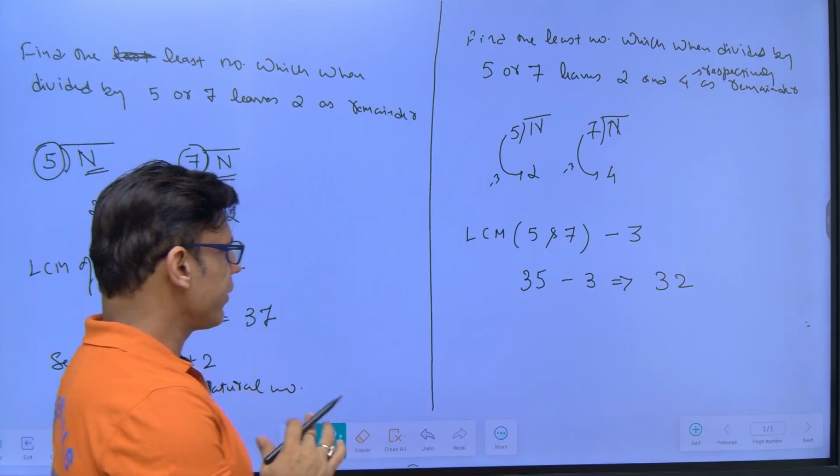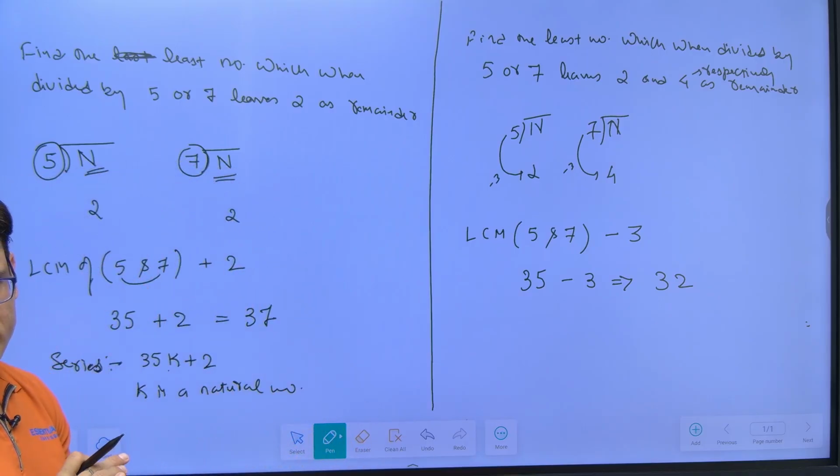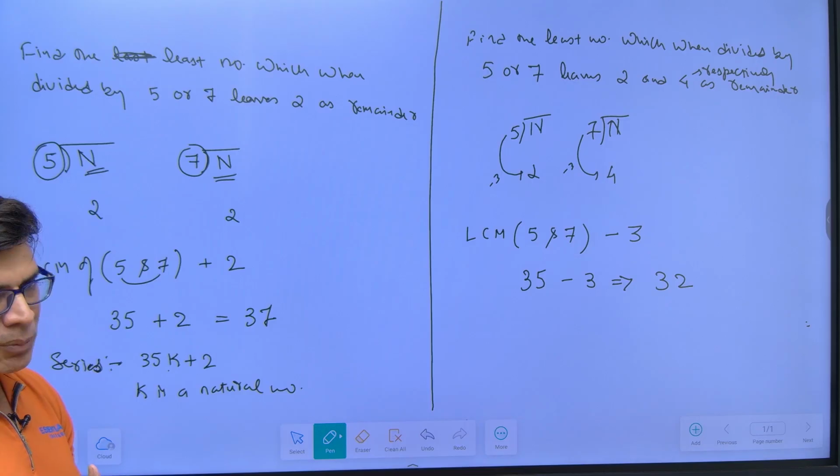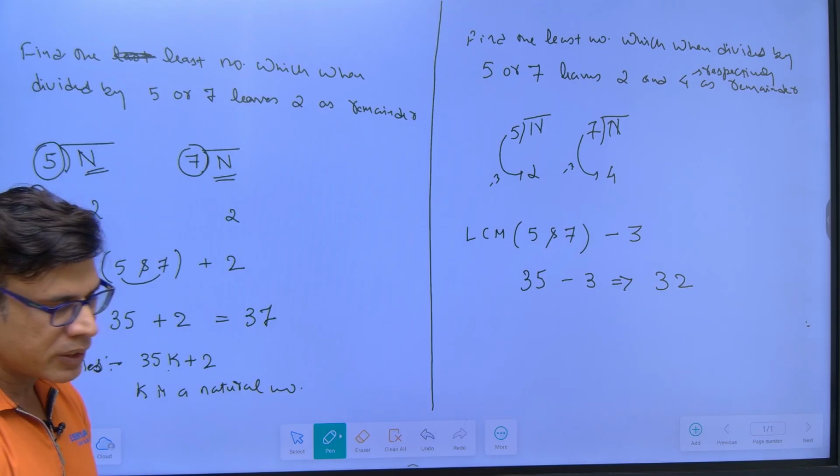Divide 32 with 5 and check, remainder is 2. 5 6s are 30, remainder is 2. Divide 32 with 7, remainder is 4. 7 4s are 28 plus 4, 32, right?